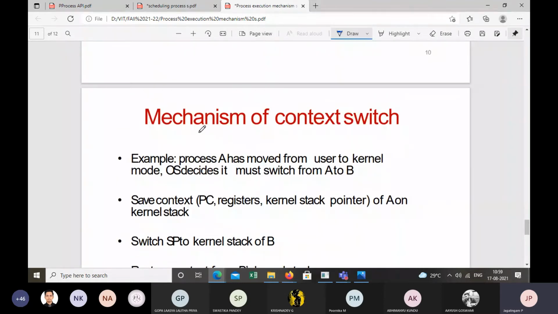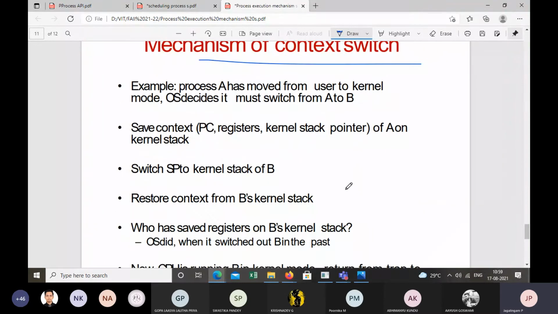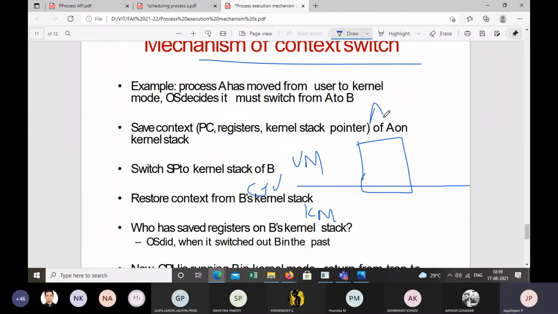And we also discussed the context switch, so let us recall this. You have a CPU, you have a user mode, and you have a kernel mode, and you have a memory image of process A. The same memory image of process A will also be available in the kernel mode: code, data, stack, and heap. So you have a process A in the user mode, which has a memory image consisting of code, data, stack, and heap.